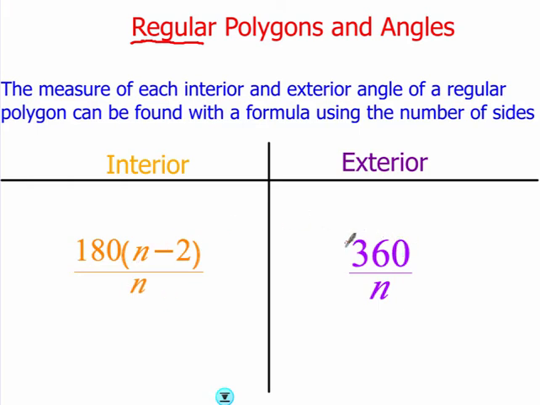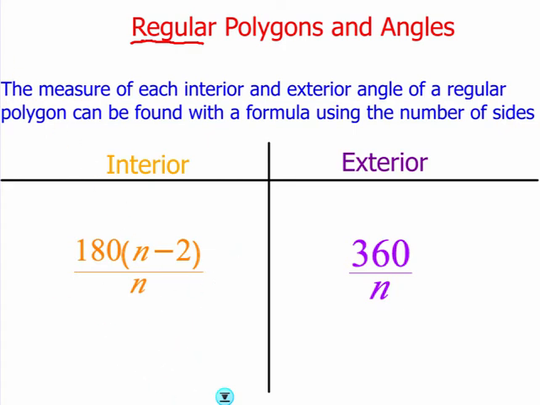Similarly, I know the sum of any polygon's exterior angles is 360. So if it's a regular polygon, to find the exterior angle, I simply divide that 360 by the number of angles, which is n. So it's really easy. It's just the angle sum for interior and exterior divided by the number of sides or number of angles, however you want to look at it.